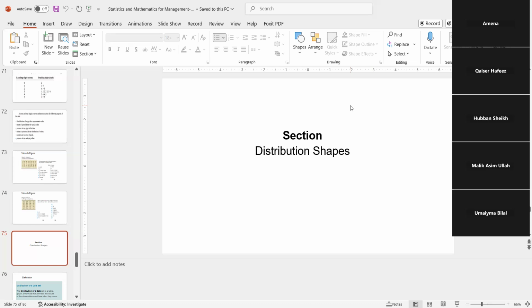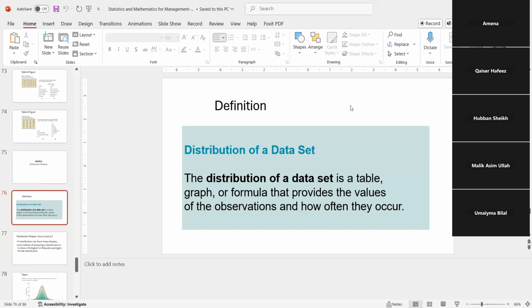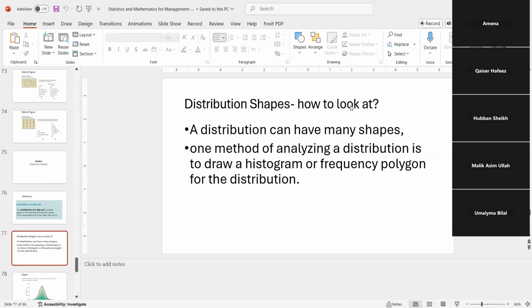So now the last part of this chapter was about the distributional shapes. Whatever graphs we have plotted here, in the histogram, in the polygon, and even in the stem and leaf chart, we identified that the shape of the data set is labeled as the distribution of the data set. It tells us the range of observations, or the shape or behavior of observations, how they are falling across. This data set can have many shapes.